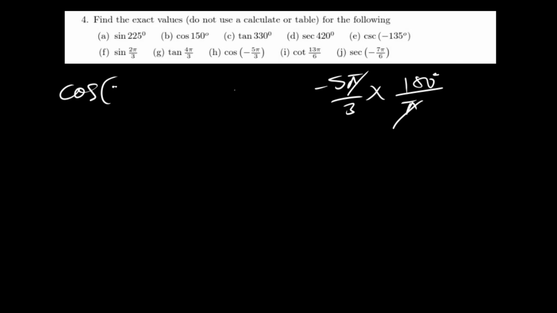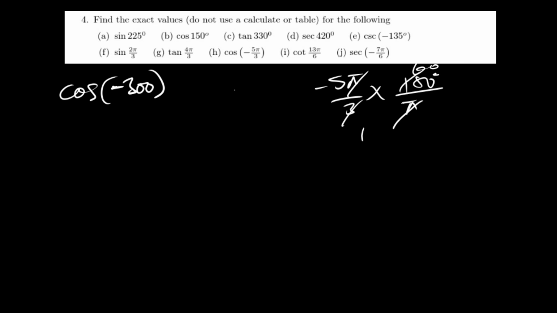Now let us also look at part H. So we have cos of negative 5 pi divided by 3. Now let's convert this: negative 5 pi divided by 3 times 180 over pi. Pi and pi will cancel. 3 into 180 is 60, then 60 times 5 is 300. Meaning that now we are dealing with negative 300 degrees.